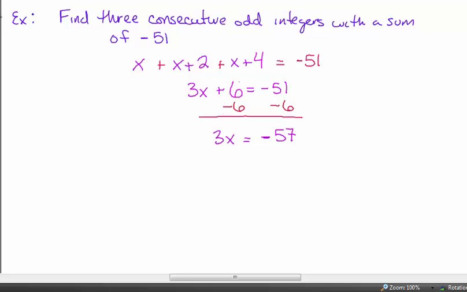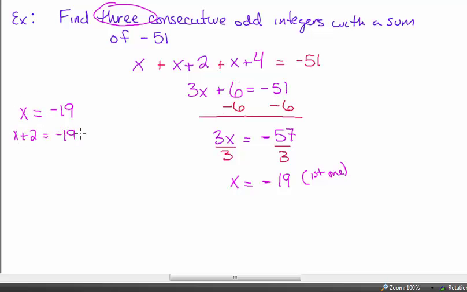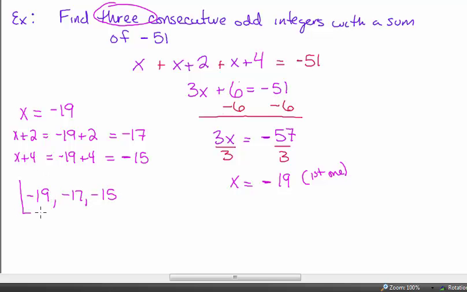Negative 57. Then I need to divide both sides by 3, and that gives me that x is equal to negative 19. Now I need to find all 3. So here's the first one. My first one is negative 19. My second one is x plus 2, so that's negative 19 plus 2, so that's negative 17. And my third one is x plus 4, so that's negative 19 plus 4, which gives me negative 15. So my consecutive odd integers are negative 19, negative 17, and negative 15.